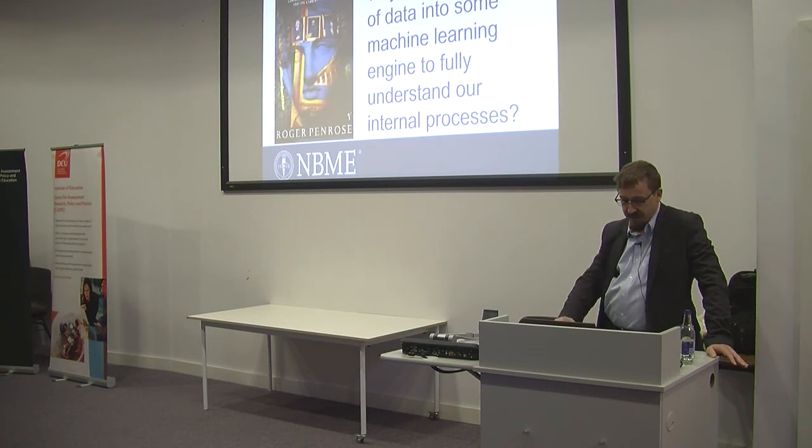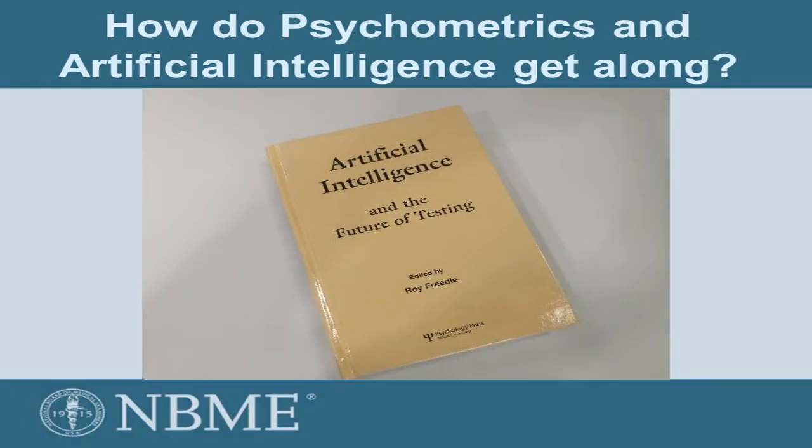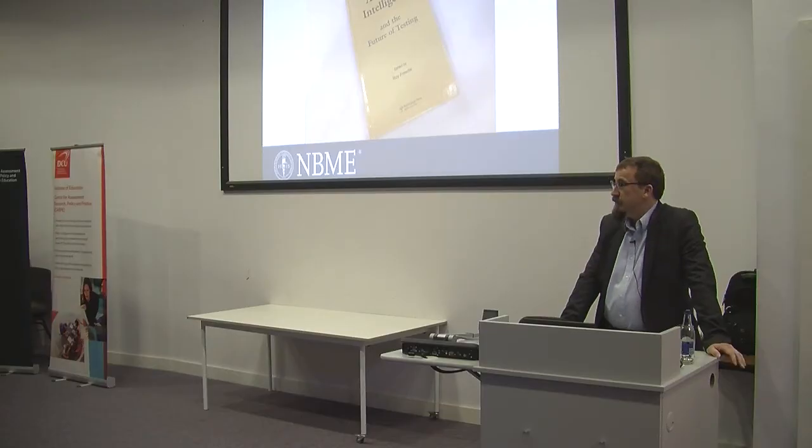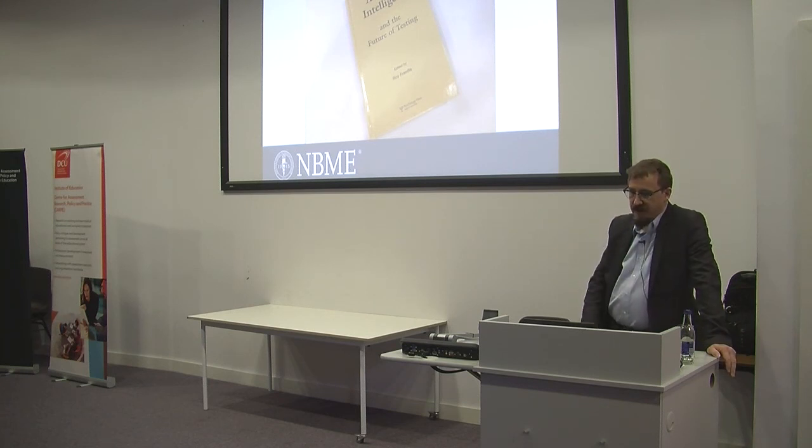Well, anyway, there were more books from that era. Can you guess what year this is from? This is an ETS edited book by Roy Friedel. If you know ETS and people there, you might guess based on the name what year this is from. This was Artificial Intelligence, 1987, and the future of testing. So even back then, people were already talking about this. After the 80s, AI entered what is called the artificial intelligence winter, because computers were not powerful enough.